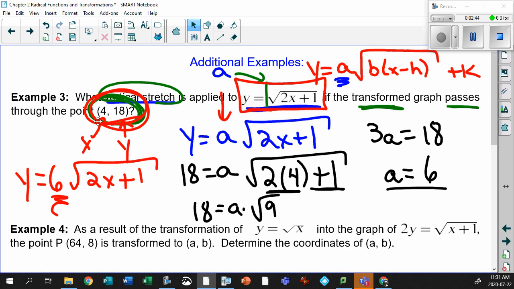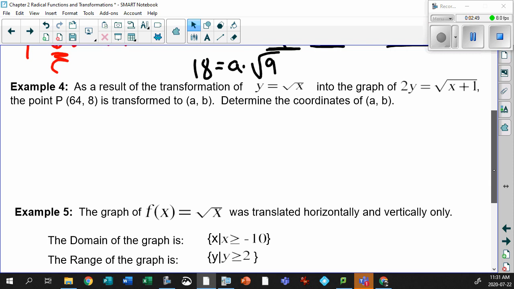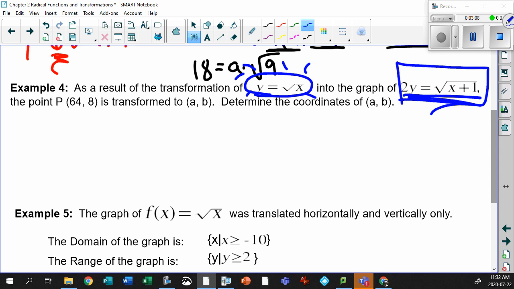Cool, right? Okay, let's take a look at two more questions that are also very cool. Look at this next one. Example 4. It says, as a result of the transformation of this, into this graph here. So there's the original, which we all know. Now I'm giving you this graph, which is your newly transformed graph. You're going to take a point, which was the original, and it is now transformed to a new set of coordinates. Find out what those new coordinates are.